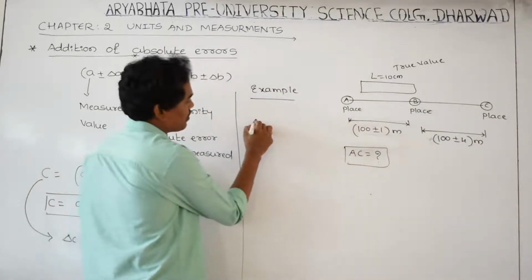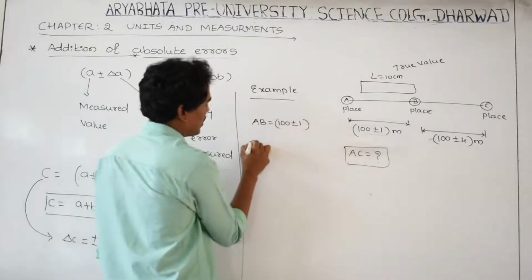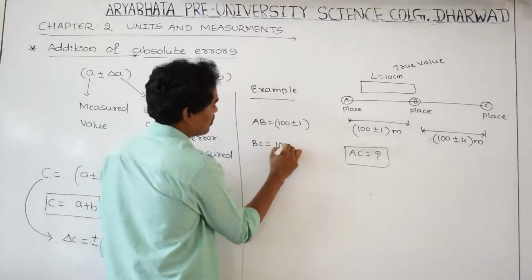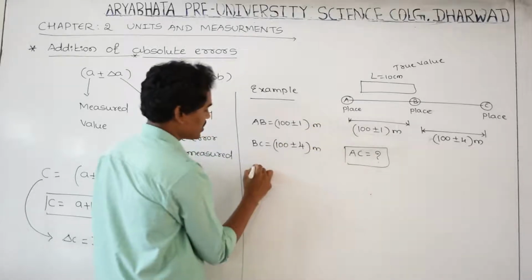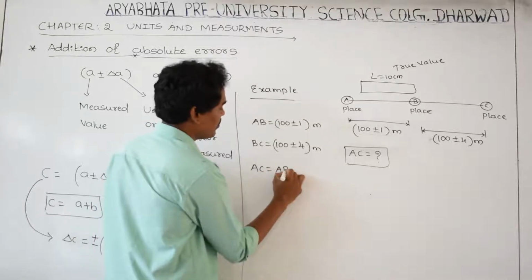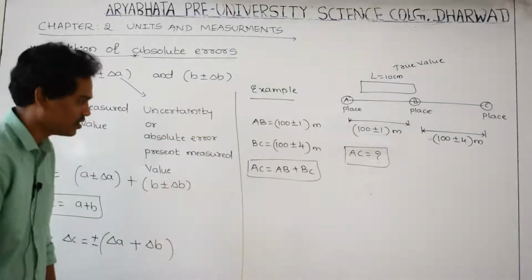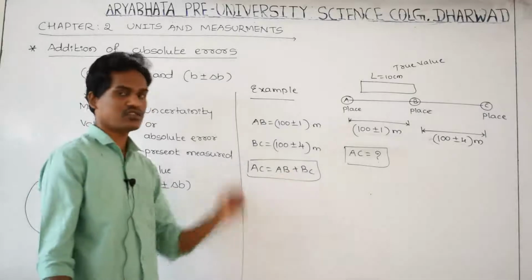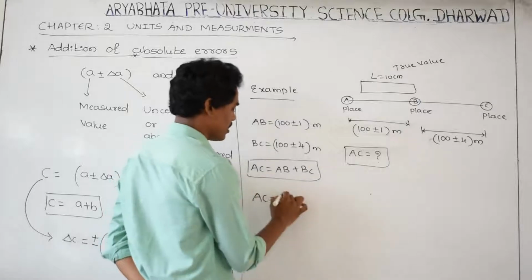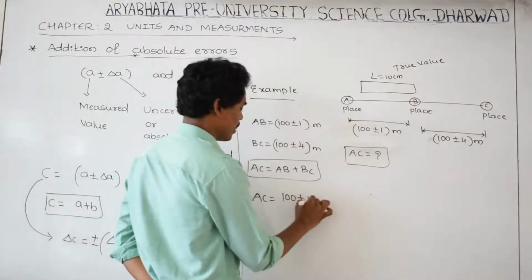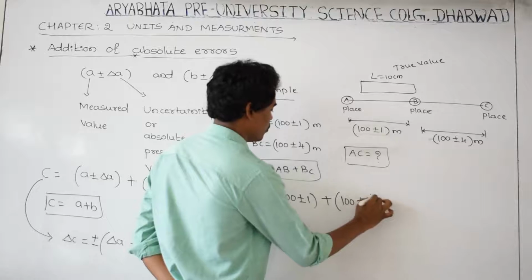And what is AB here? AB is equal to 100 plus or minus 1 and BC is equal to 100 plus or minus 4 meter. What is AC equal to? AC is equal to AB plus BC. This is the answer, right? Yes. Then how to find out? That is AB plus BC. Therefore, AC is equal to, what is AB? 100 plus or minus 1 plus, what is BC? 100 plus or minus 4.